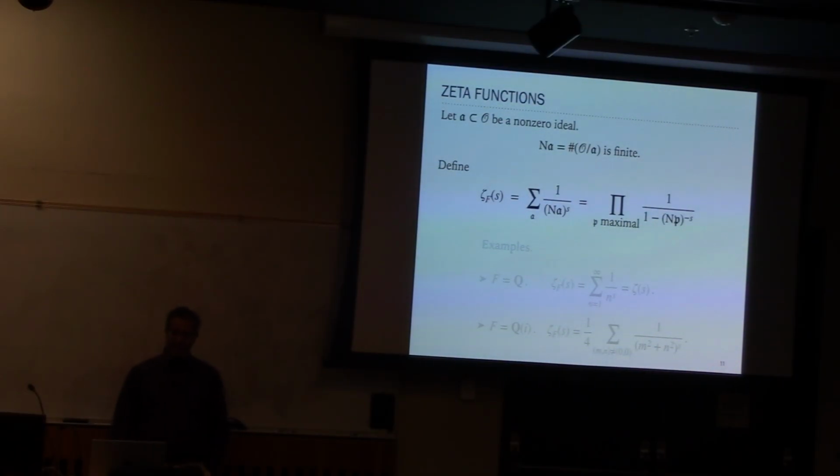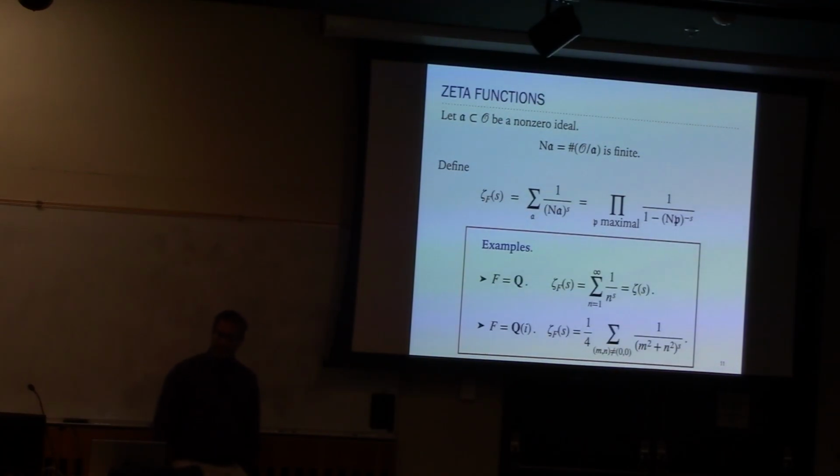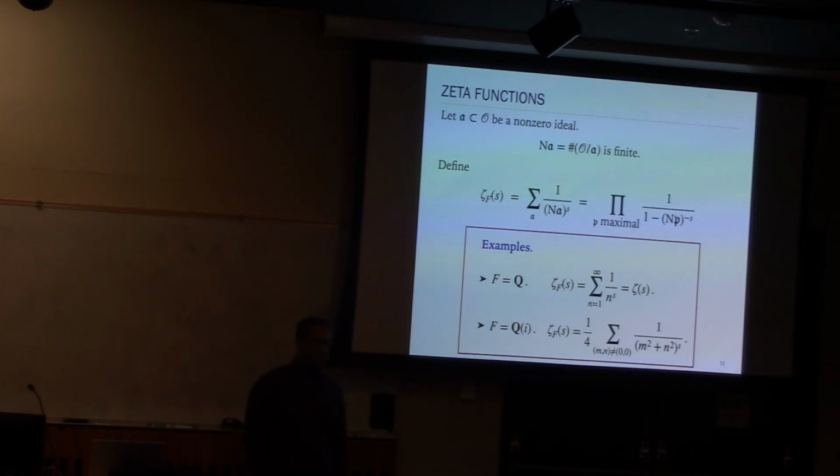So it turns out that each of these rings of integers, which I call O, satisfies a property that for every non-zero ideal, the quotient of the ring by that ideal is finite. We call that the norm of the ideal. And from that definition of the norm of an ideal, we can define what's called the zeta function of the ring, or zeta function of the field for short, which is we take the sum over all non-zero ideals of the reciprocal of the norm to the s power.